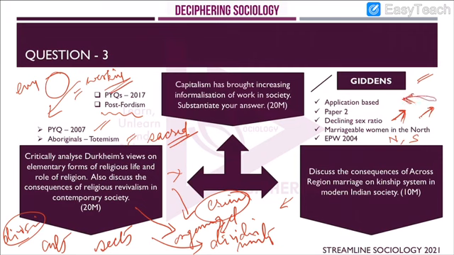This question is related to an EPW article which was published in 2004. It spoke of the declining sex ratio, because of which there were fewer marriageable women in the north and they had to marry women from the south.